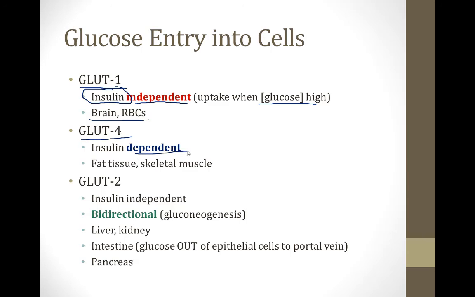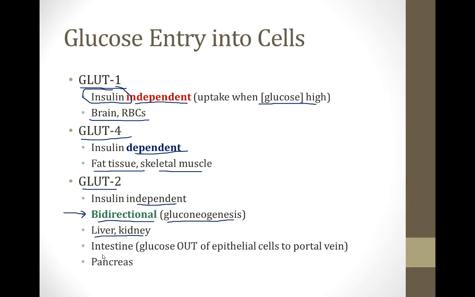GLUT4 is an insulin-dependent transporter, so you will find this in fat tissue and skeletal muscle, and these types of tissues and organs want to take up glucose only when insulin levels are high and then store it as either fat or as glycogen. The GLUT2 transporter is also insulin independent, but it is bidirectional, and this means that it can transport glucose out of cells for gluconeogenesis and for other reasons. So in the liver and kidney, which are the two organs that can synthesize glucose for the body via gluconeogenesis, they want this bidirectional transporter so they can both take up glucose and also put it back out into the bloodstream when the body needs it.